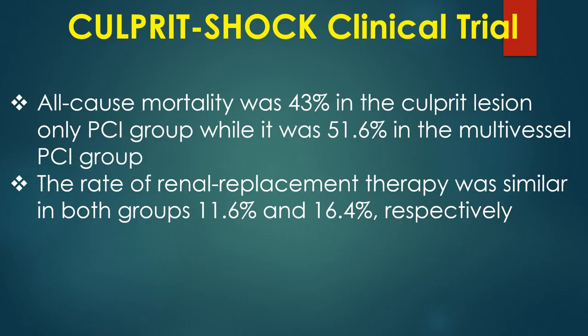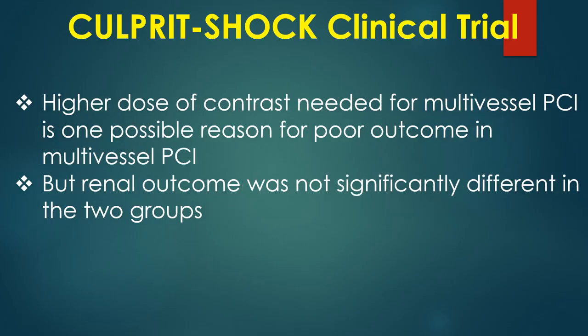All-cause mortality was 43% in the culprit lesion only PCI group, while it was 51.6% in the multivessel PCI group. The rate of renal replacement therapy was similar in both groups, 11.6% and 16.4% respectively. Higher dose of contrast needed for multivessel PCI is one possible reason for poor outcome in multivessel PCI, but renal outcome was not significantly different in the two groups.